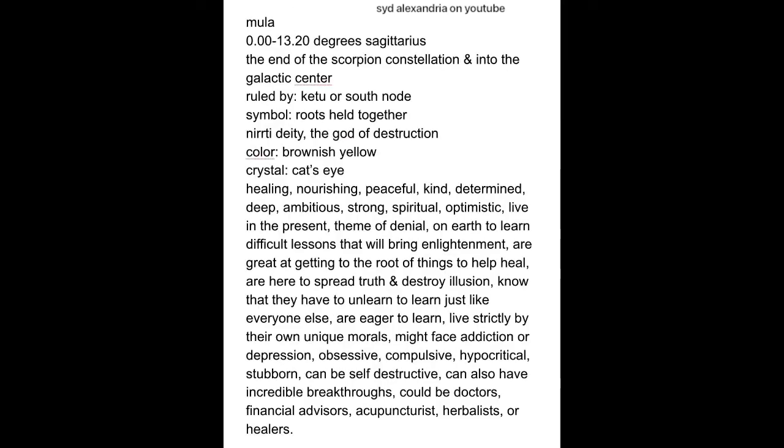Mula is from 0 degrees to 13 degrees 20 minutes, all within the sign of Sagittarius. Its star is the end of the Scorpion constellation and into the galactic center. Its symbol is roots, like roots of plants, and if you want to read more about Mula, you can, but I'm just going to say that they are very healing and nourishing, peaceful, kind, determined, deep, ambitious, strong, spiritual, optimistic, and they live in the present. They don't live in the past or future. They're right here, right now, baby.